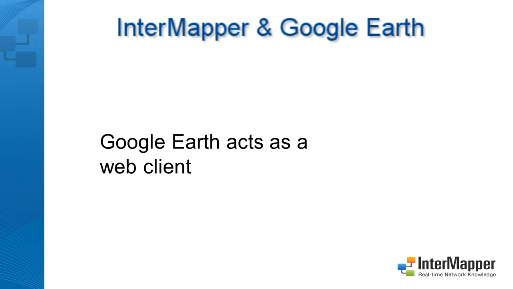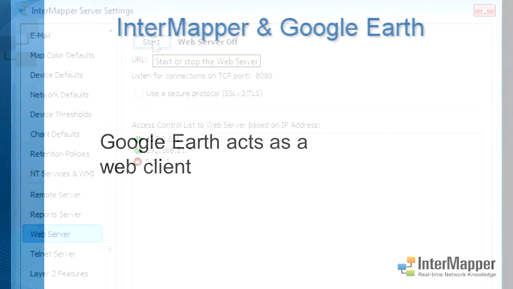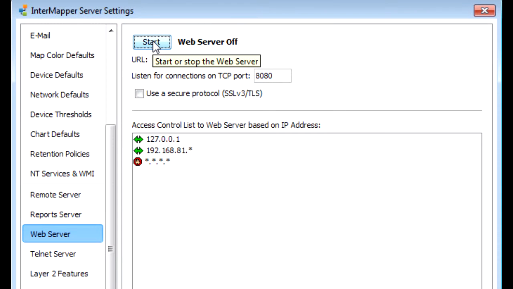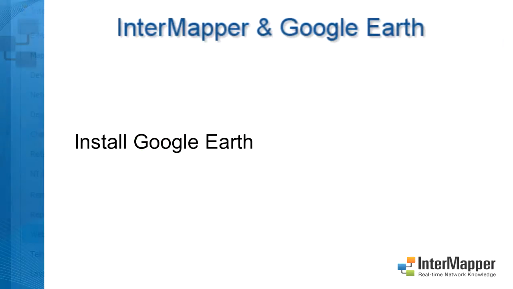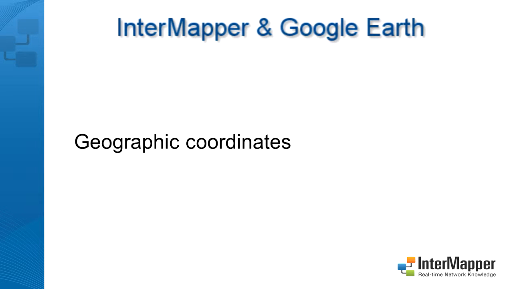To use Google Earth with InterMapper, you have to turn on InterMapper's web server and allow access to the web server by any machine you want to use with Google Earth. You also need to install Google Earth on a machine with access to the web server. If you haven't already done so, download and install the latest version of Google Earth. It's available at earth.google.com.